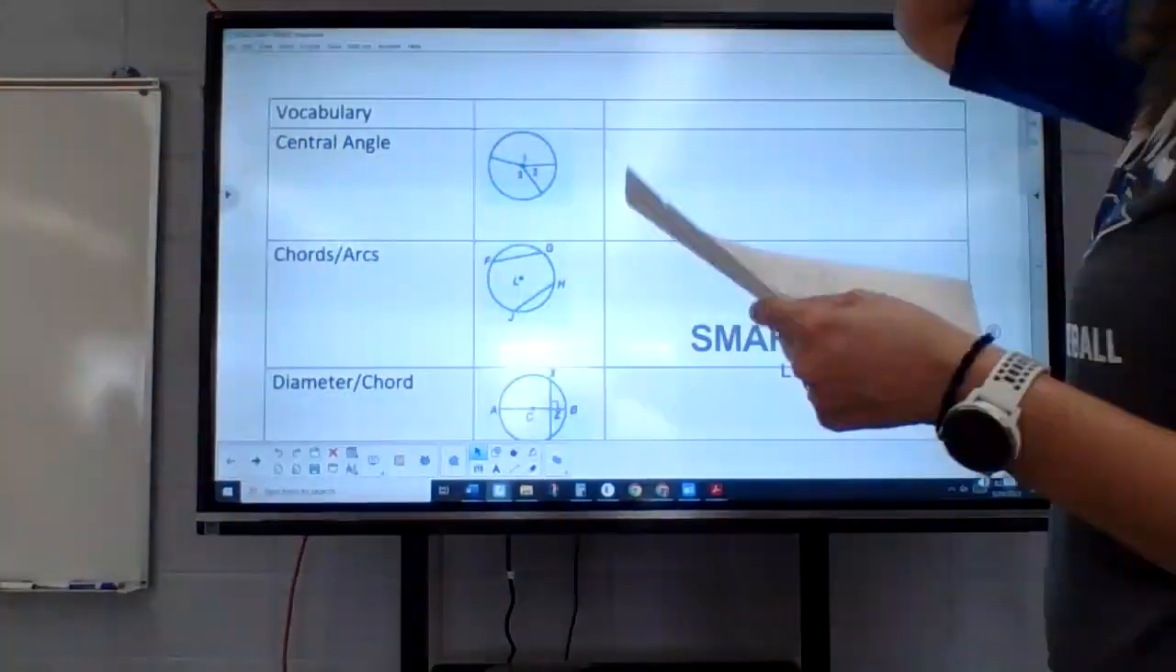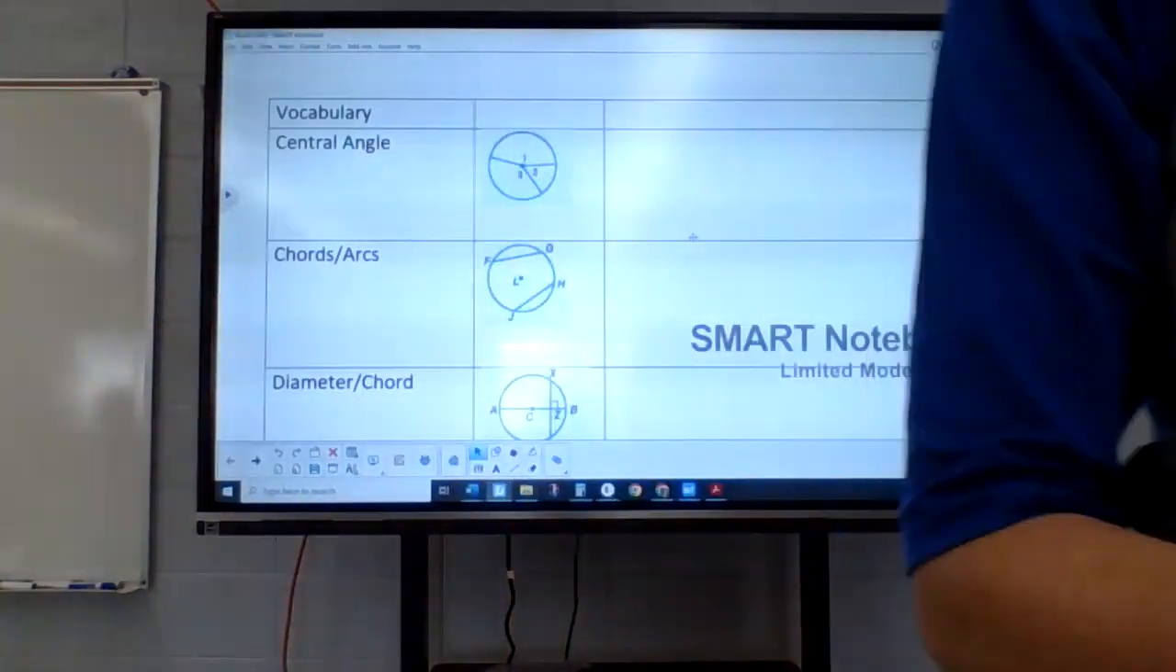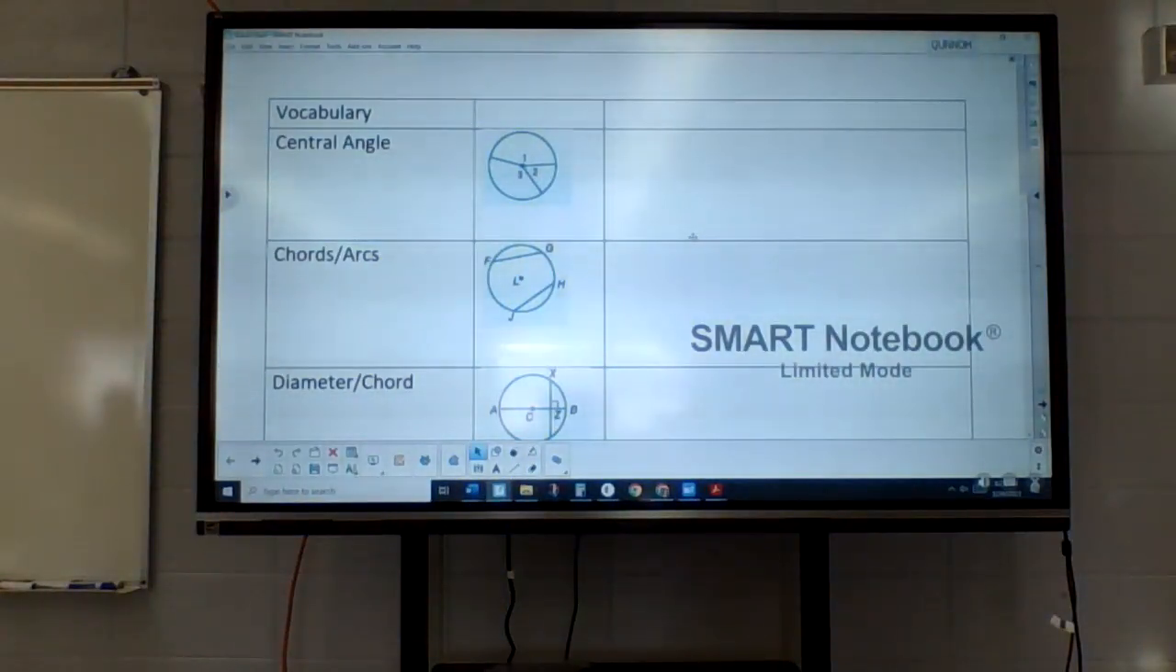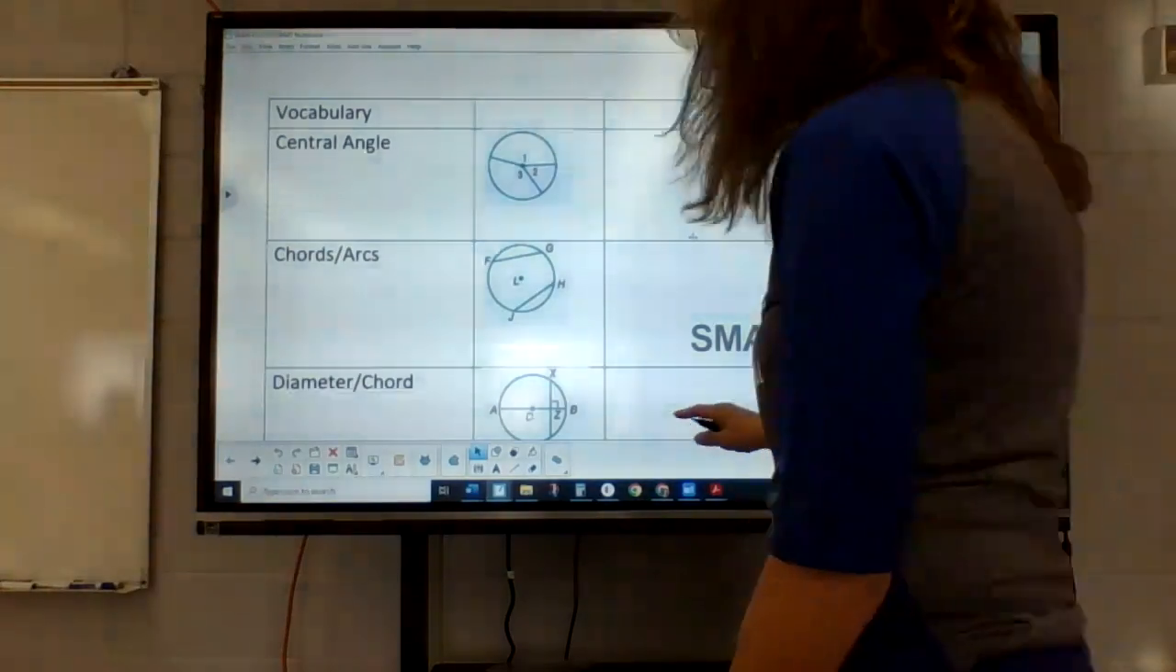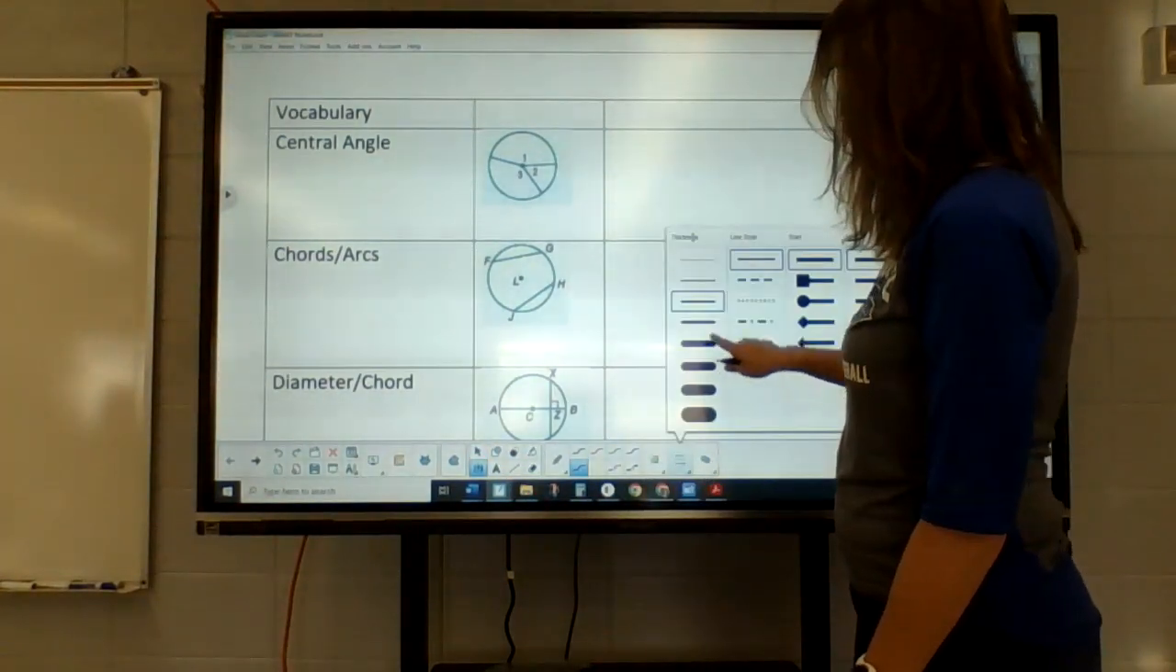So, for our vocabulary, I feel like central angle is probably the one we talked about the most. The central angle is when the vertex of that angle is at the center of the circle. So making sure that that's clear.